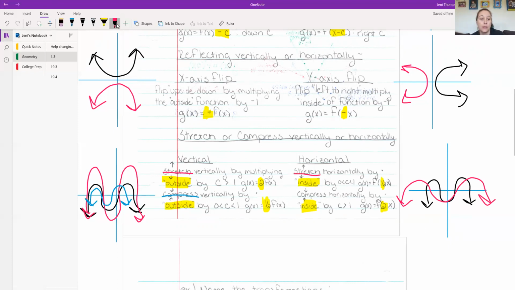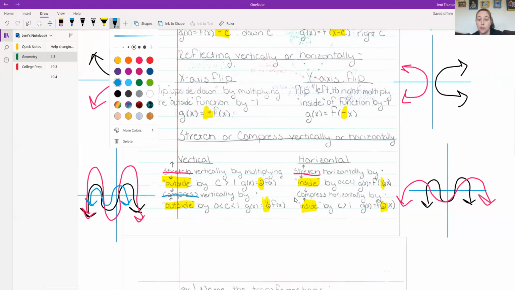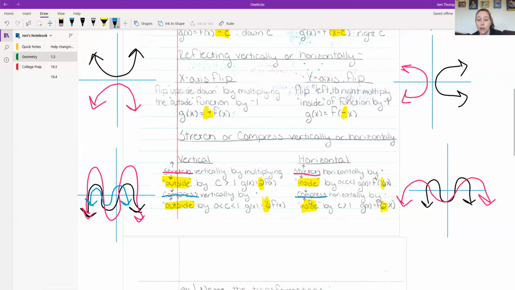Red, it's stretched. And then let's switch over to blue for compress. So we're still multiplying the inside. That's your clue. Multiplying the function on the inside always means that the change, our stretch or compression, is happening horizontally. So when we're multiplying by a number greater than 1 on the inside, that is compressed horizontally, squished on the inside.